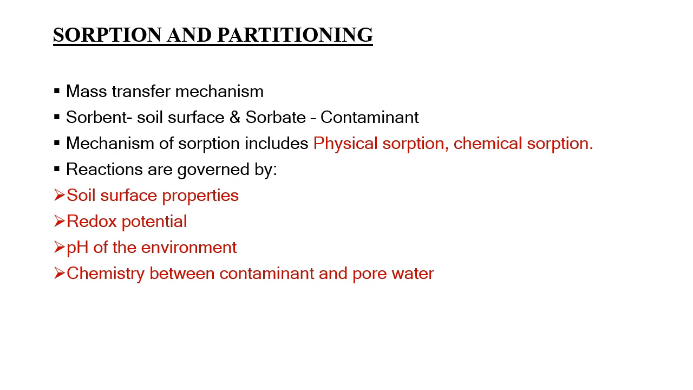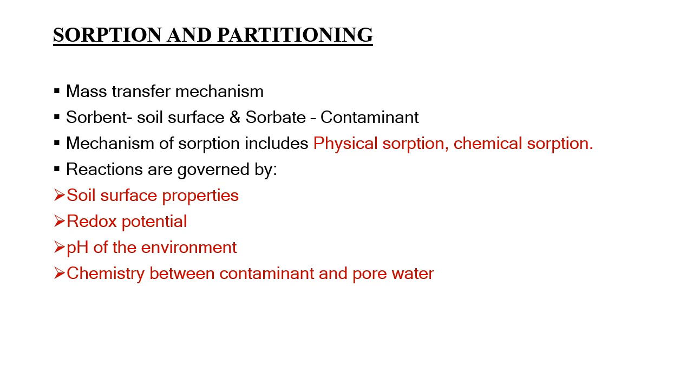Now we'll start with the mechanism of sorption. As seen earlier, sorption is one of those mass transfer mechanisms that happens between the soil and the contaminant. Here your sorbent is your soil surface and your sorbate is your contaminant or the pollutant which comes along with your pore water.